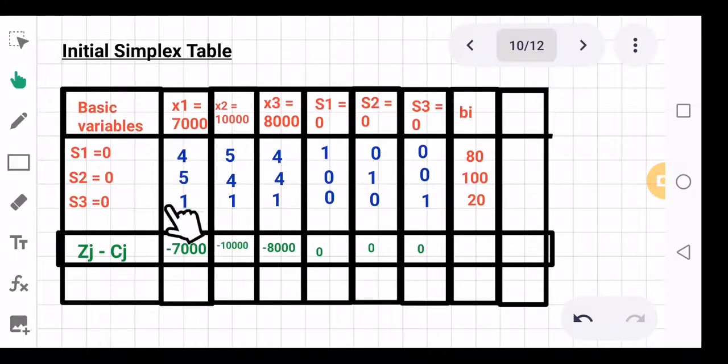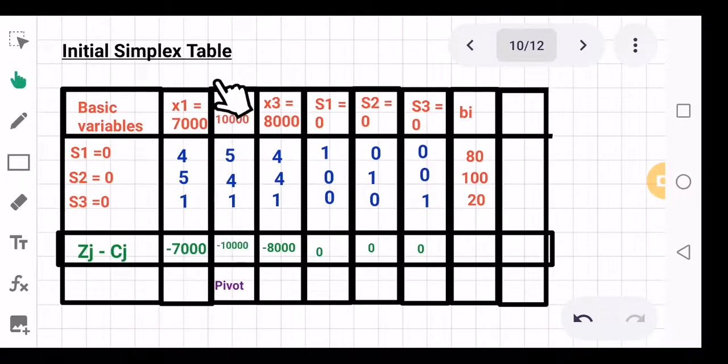Amongst all this, the least value is minus 10,000. So this is your pivot column. So now we came to know that this is a pivot column, and this particular column becomes very important, because based on this we have to do the next step.